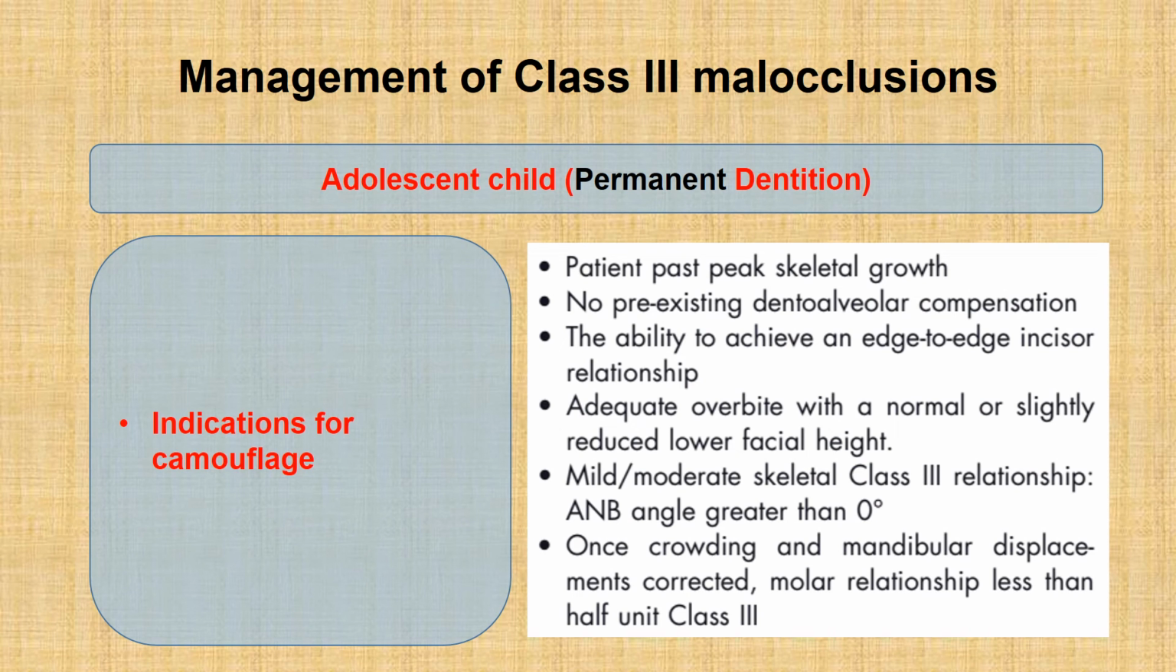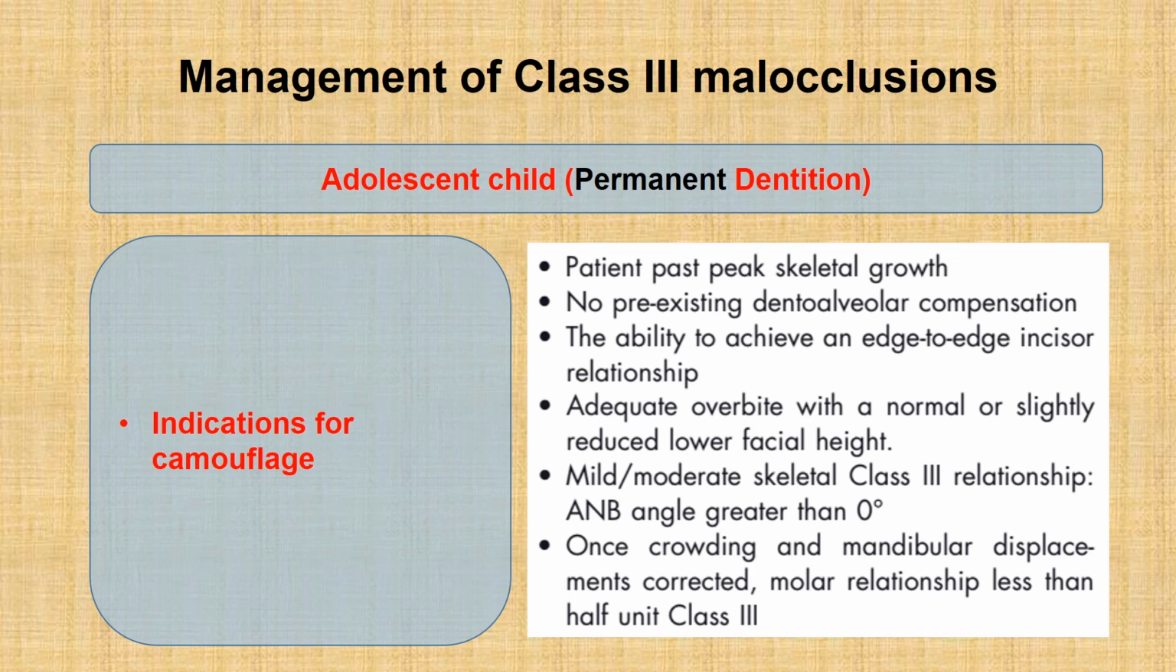Okay. Now, what are the indications for corrective orthodontic treatment or camouflage? Now, one is the patient should be past the peak skeletal growth, meaning the pubertal growth spurt should have been completed. Now, the reason why this is important is because if camouflage or corrective orthodontics is done when the patient is still growing, that means not past the pubertal growth spurt, then whatever treatment that is done will be undone by the continuing growth.